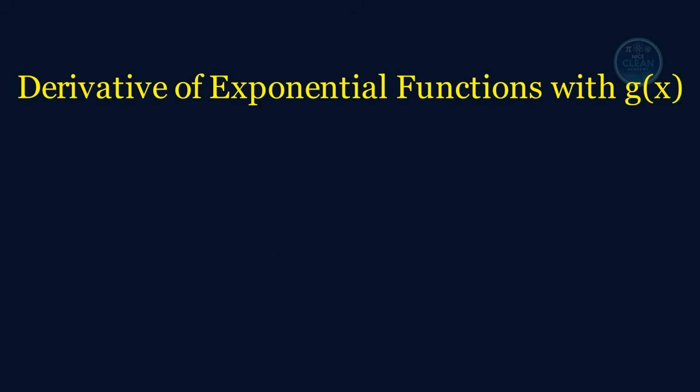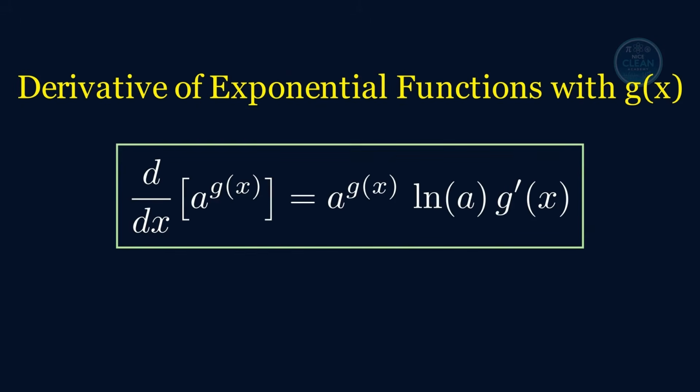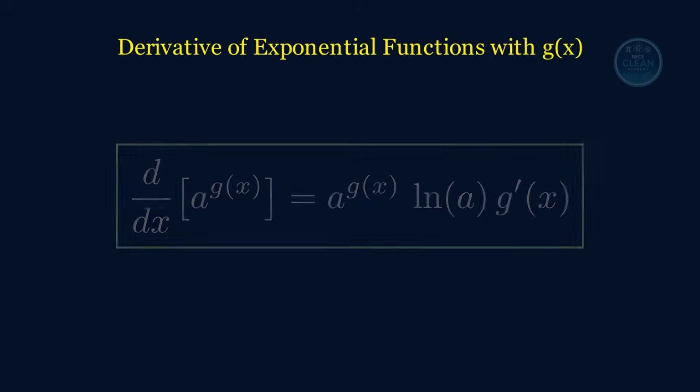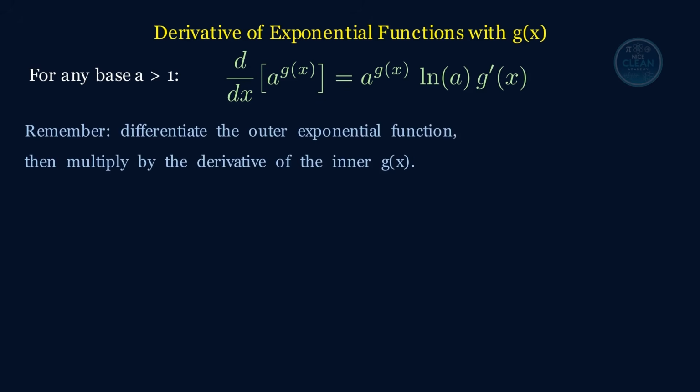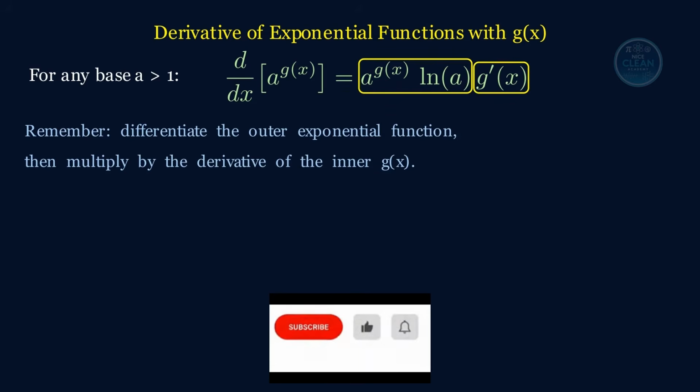Alright, let's talk about how to differentiate exponential functions when the exponent itself is another function of x. Here's the general rule. The derivative of a to the power of g of x is a to the power of g of x times natural log of a times g prime of x. In math form, d by dx of a raised to the power g of x equals a raised to the power g of x times ln of a times g prime of x. So the key idea is differentiate the outer exponential first, then multiply by the derivative of the inside.